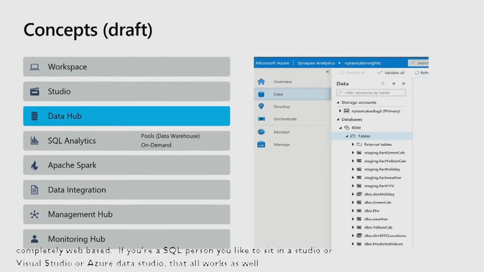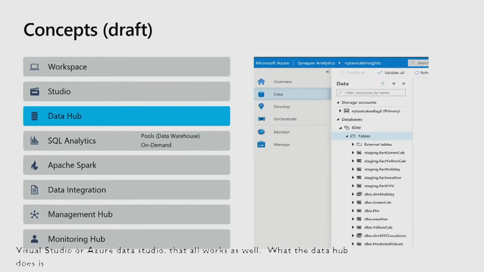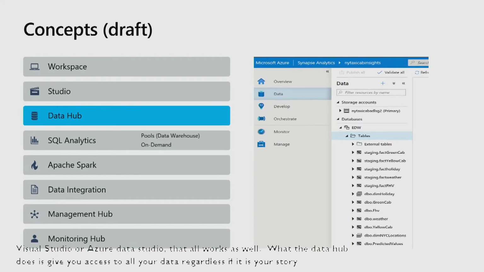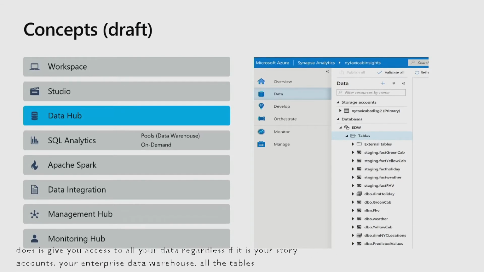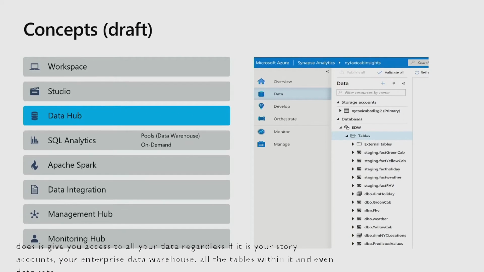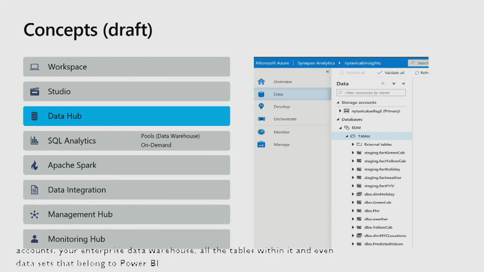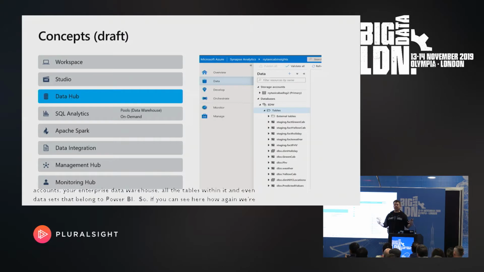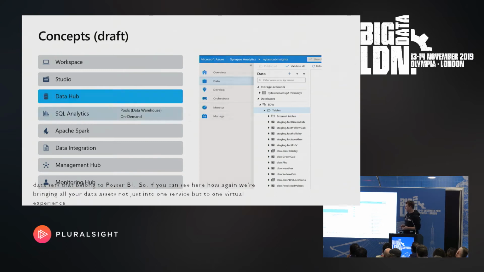What the Data Hub does is gives you access to all of your data, regardless of whether it's your storage accounts, which I touched on this morning, your enterprise data warehouse and all of the tables within it, and even datasets that belong to Power BI. And so you can see here how, again, we're bringing all of your data assets, not just into one service, but into one visual experience, which enables you to move around very, very quickly.